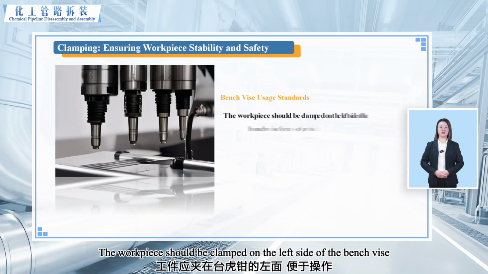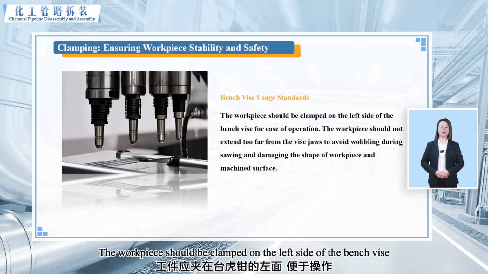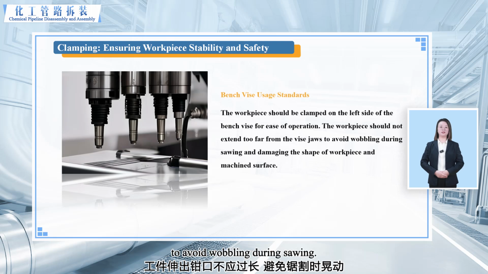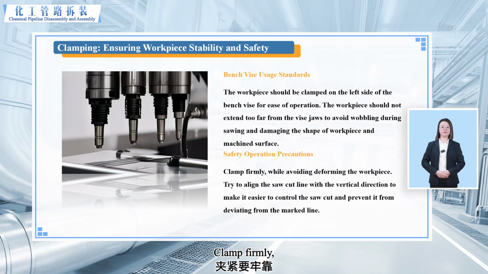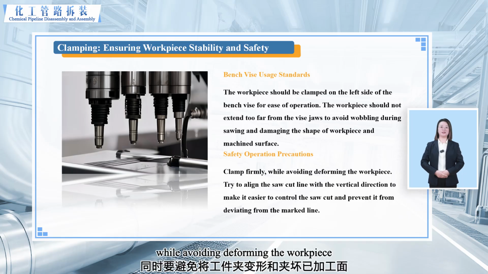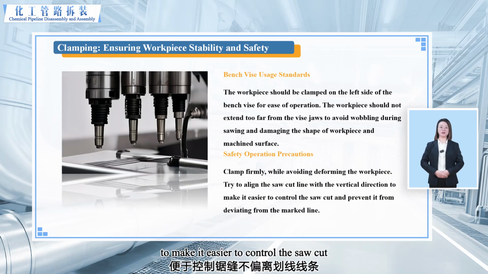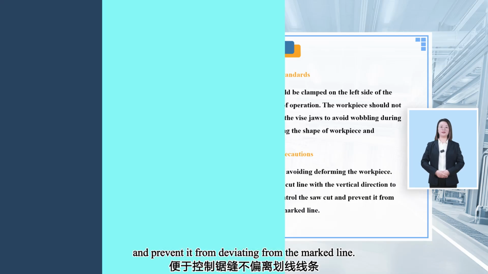The workpiece should be clamped on the left side of the bench vise for ease of operation. The workpiece should not extend too far from the vise jaws to avoid wobbling during sawing. Clamp firmly, while avoiding deforming the workpiece or damaging the machined surface. Try to align the saw cut line with the vertical direction to make it easier to control the saw cut and prevent it from deviating from the marked line.